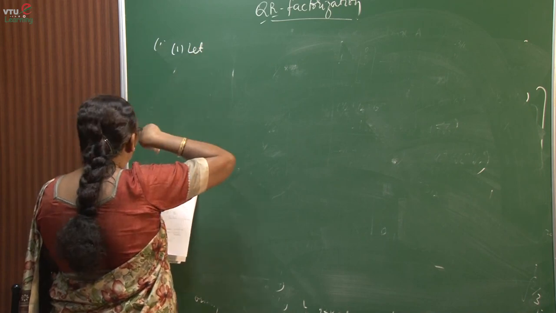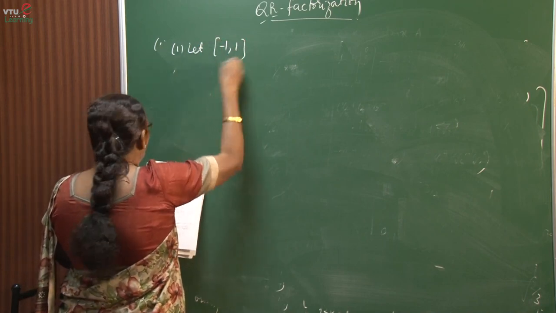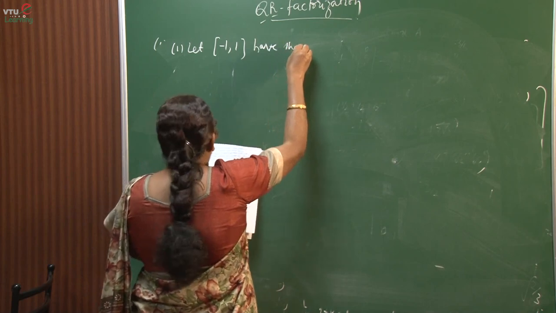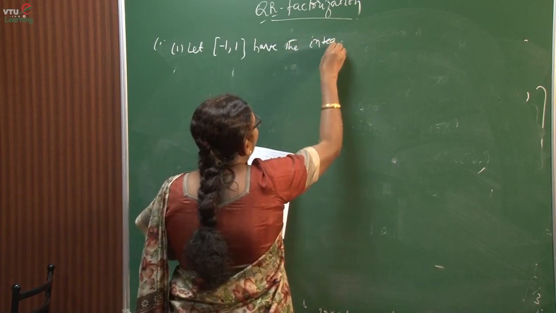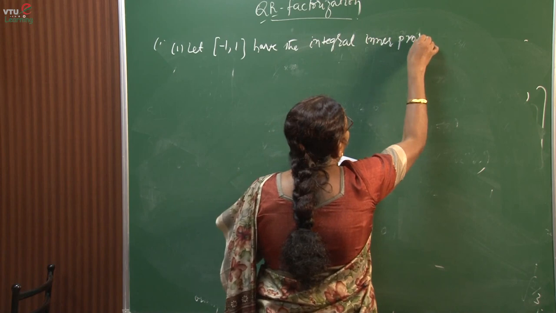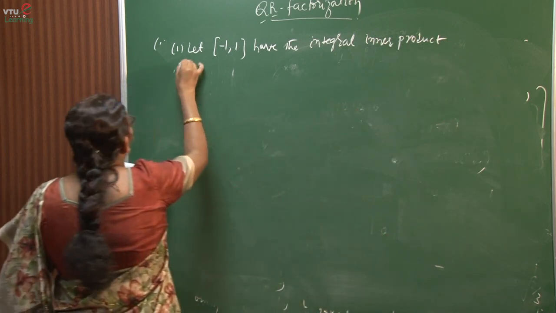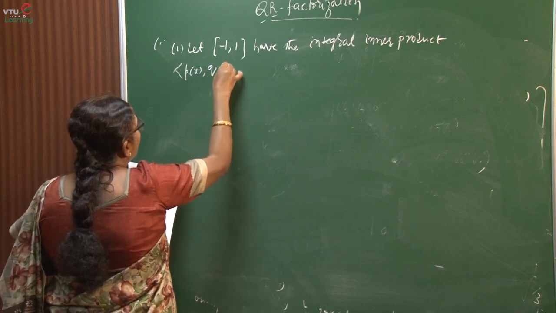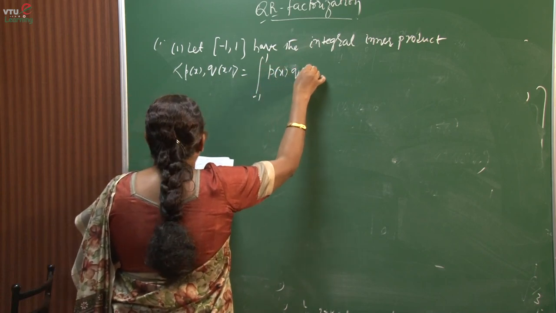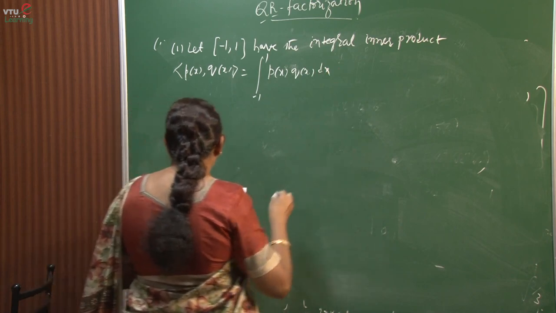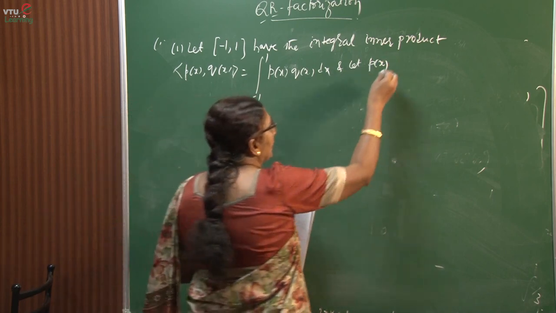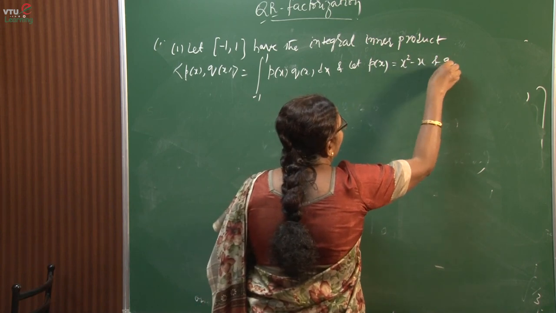In this problem given in the model paper, let minus 1 to plus 1 be a closed interval. They have given the inner product in the form of an integral: the inner product of P of x and Q of x is nothing but the integration from minus 1 to 1 of P of x and Q of x with respect to x. And let P of x equal x square minus x, a given polynomial, and Q of x is nothing but x plus 1.